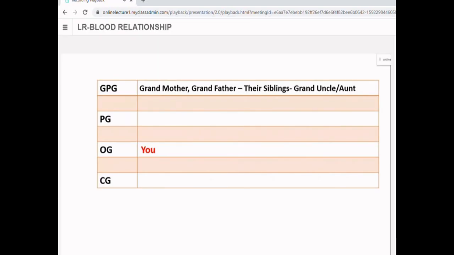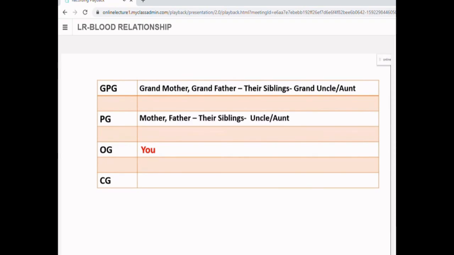Yes. Okay, fine. So grandmother, grandfather. Now, grandmother's sister will be called as grand aunt. Grandmother's sister is your grand aunt, and grandmother's brother is your grand uncle. Similarly with grandfather's brother is grand uncle, and grandfather's sister is your grand aunt.